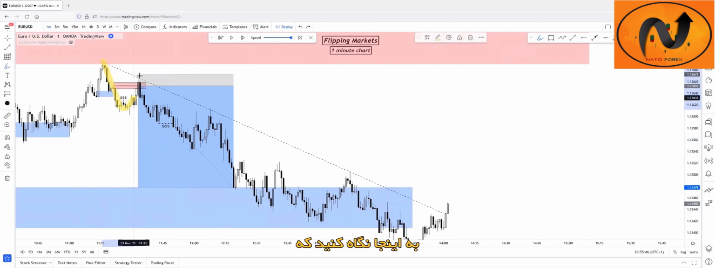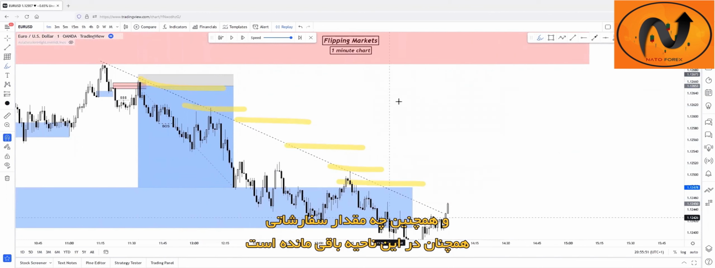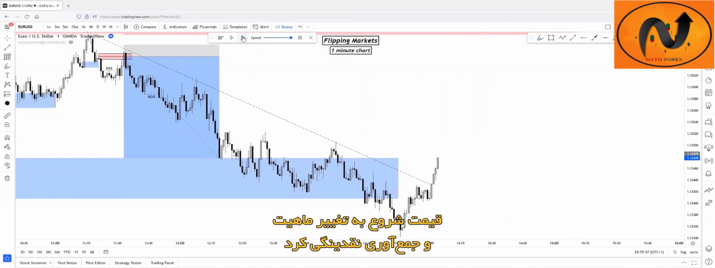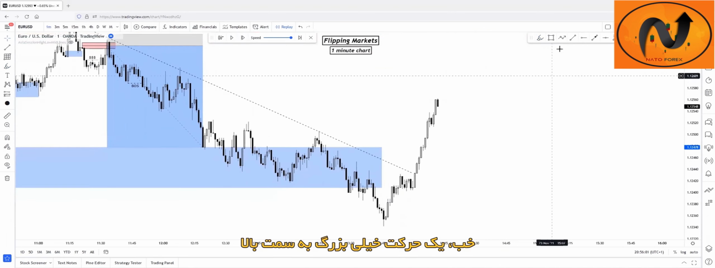Just look at this. How many touches, how many orders are sitting just above this line? And how many orders are sitting still on this block? Okay, let's see what happens next. As you can see, price started to change character, started to collect liquidity. Okay, huge pushes to the upside.